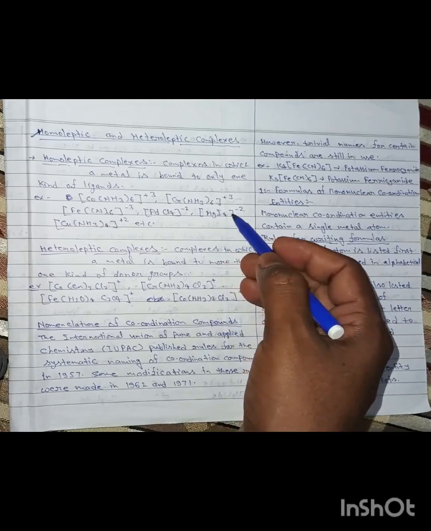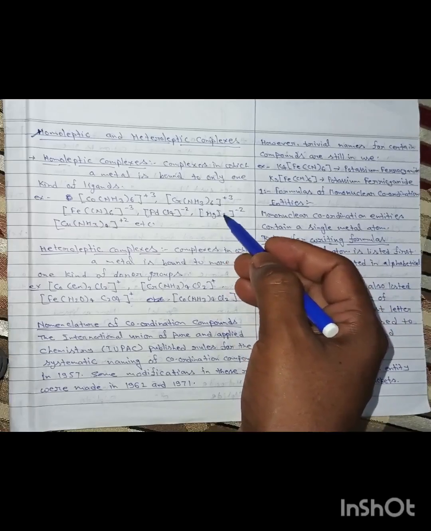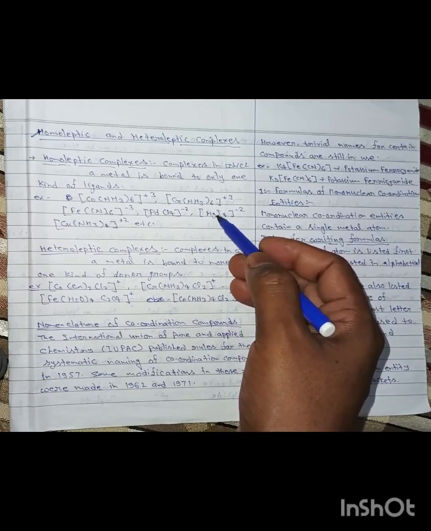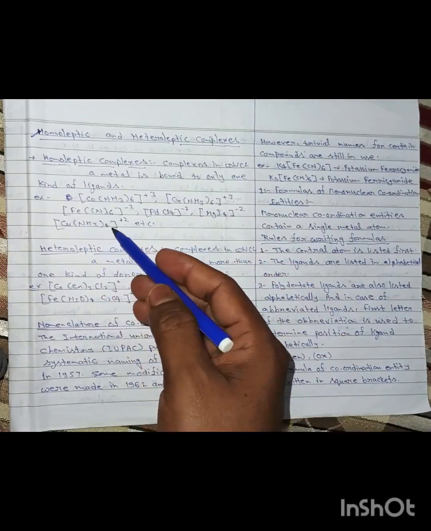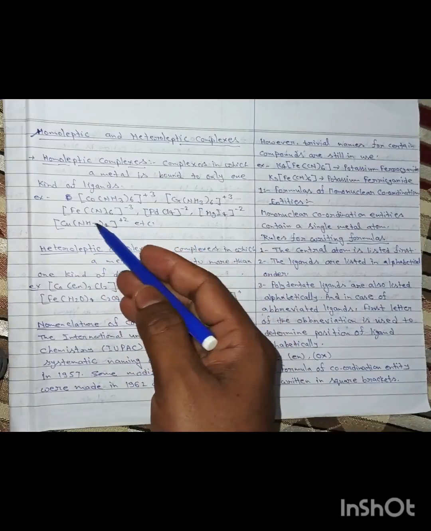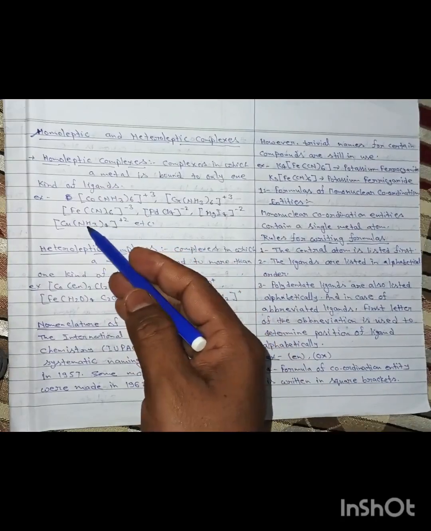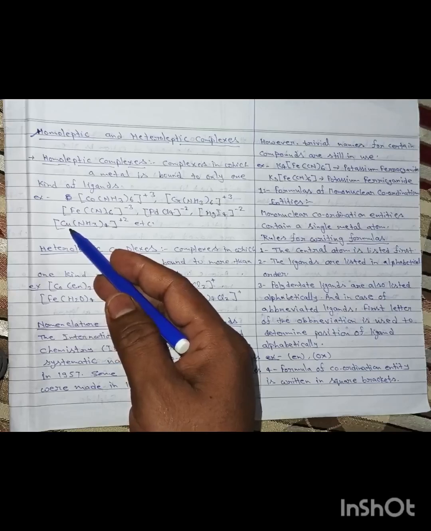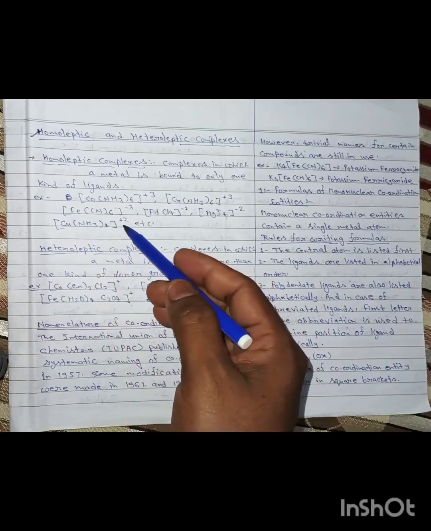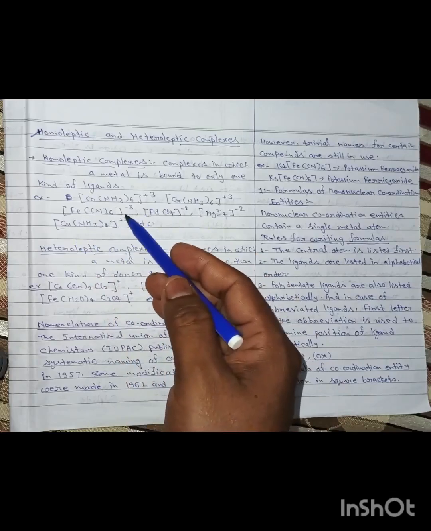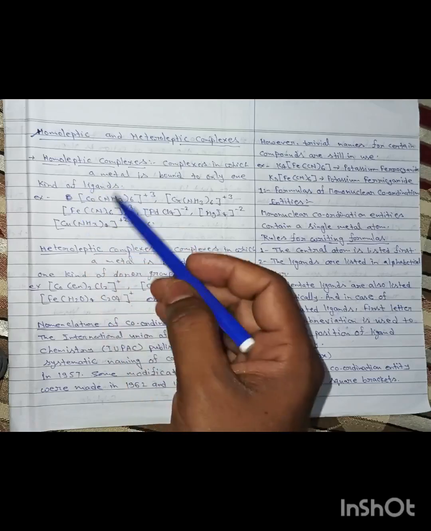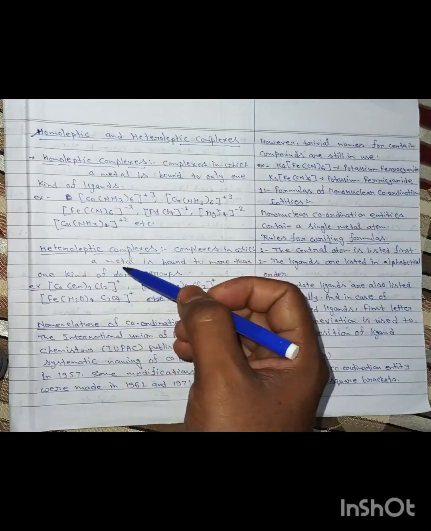Again [HgI4]2-, here the four iodine ligands are attached to the mercury. [Cu(NH3)4]2+. So here the four ammonia ligands are attached to the copper. So these coordination compounds or complexes are known as the homoleptic complexes.